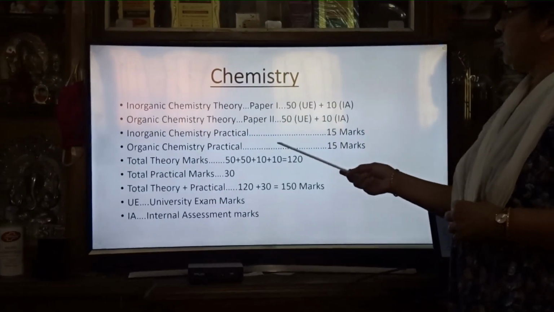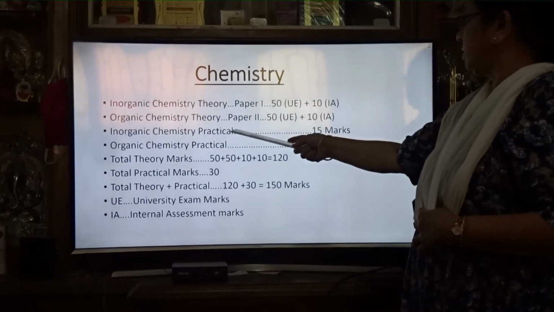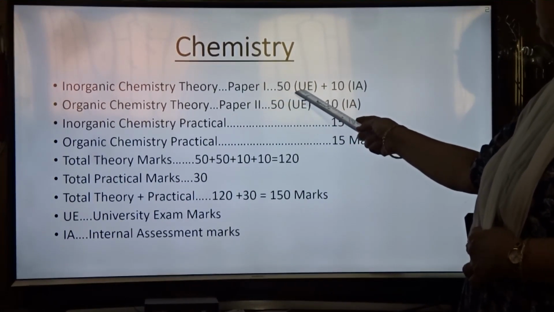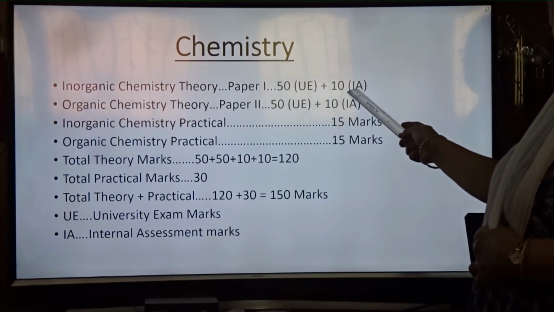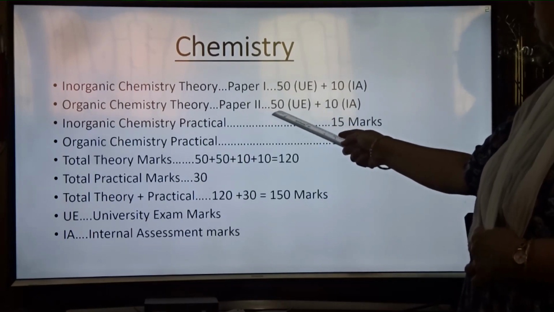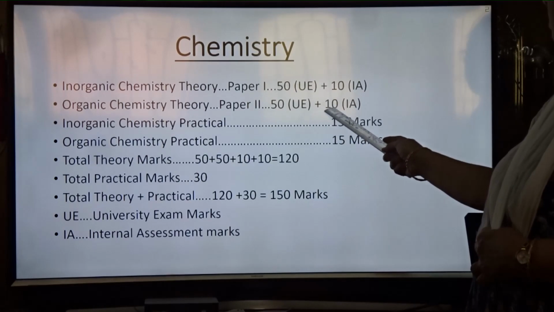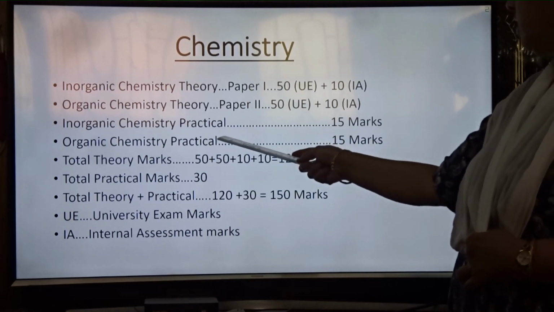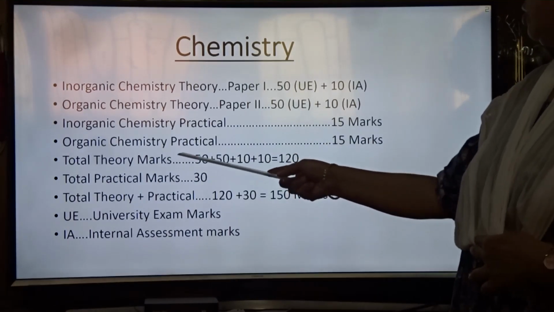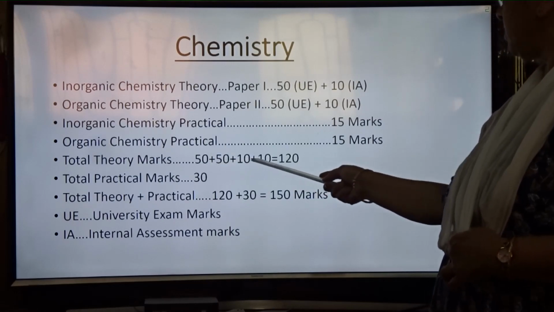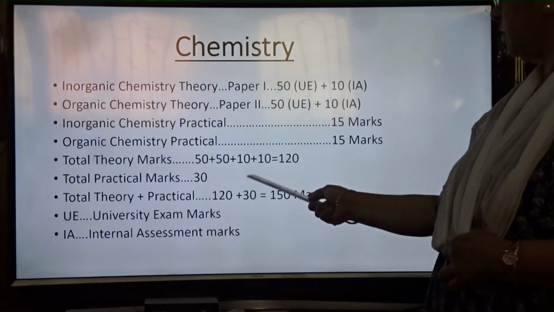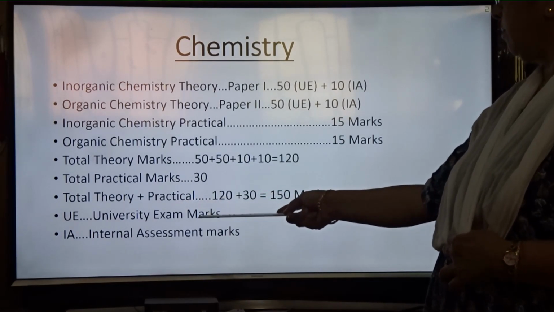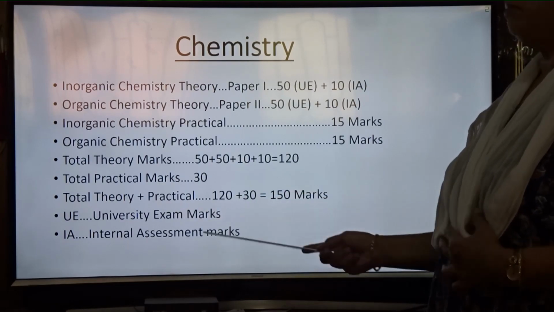So in chemistry we have two papers: inorganic chemistry, paper 1, and organic chemistry, paper 2. Inorganic chemistry is 50 marks university exam and 10 marks internal assessment. Organic chemistry paper 2 is also 50 marks university exam and 10 marks internal assessment. Then you have inorganic chemistry practical 15 marks and organic chemistry practical 15 marks. So total theory marks are 50 plus 50 plus 10 plus 10, 120. Total practical marks 30. So theory plus practical we have 150 marks. UE means university exam, IA means internal assessment marks.